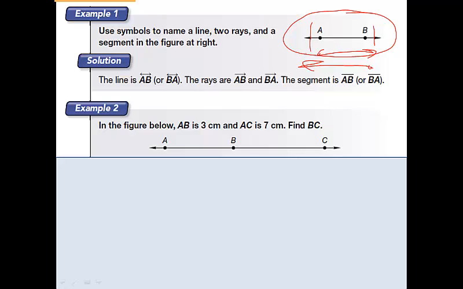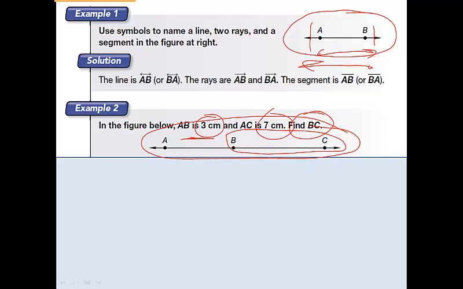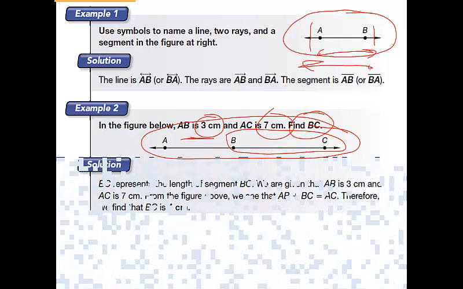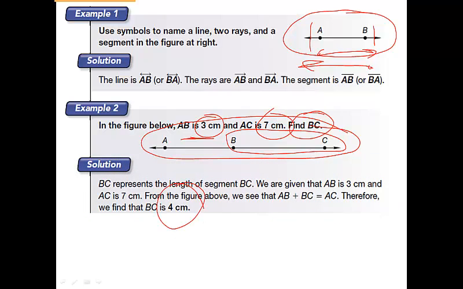Figure 2, AB from here to here is 3 centimeters. So how far is B to C? How far is this right here if the whole thing is 7? See if you can calculate that. You should be able to. It's pretty easy math. Correct answer is 4 centimeters. Because we know that AB is 3, so BC must be 4 if the whole segment from A to C, the whole line is 7.